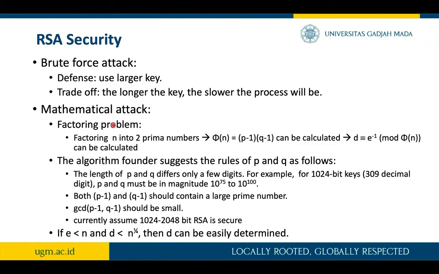And then the next one is the mathematical attack. In this case, what the attacker does is try to factorize n into two prime numbers. N here is known, it is public, so what the attackers want to do is to factorize n into two prime numbers so that P and Q can be calculated, and Cn can be calculated as well.